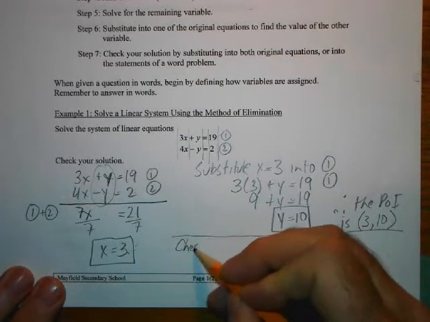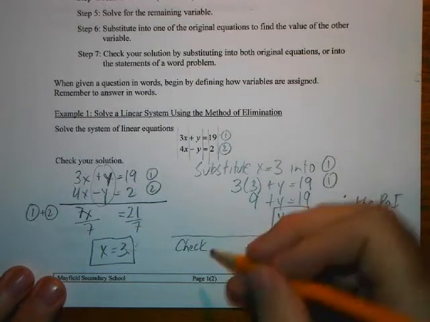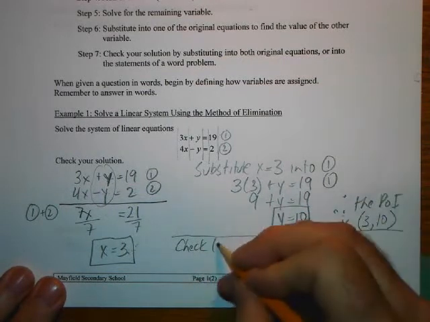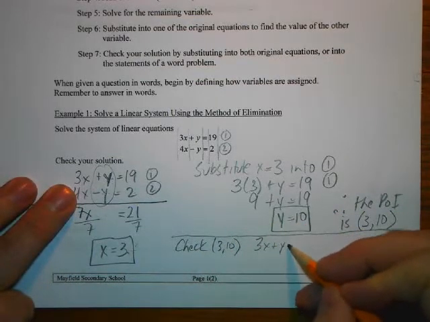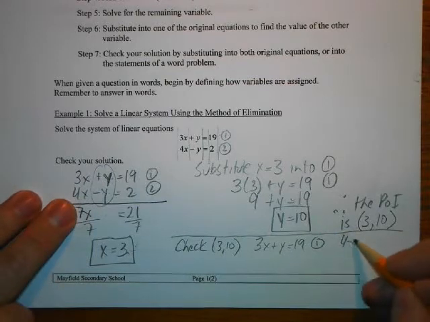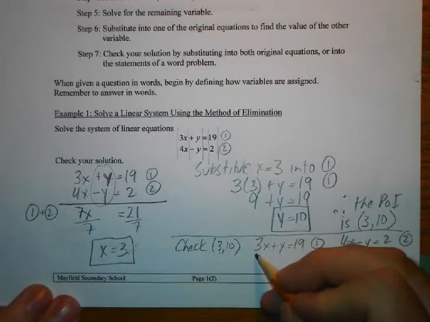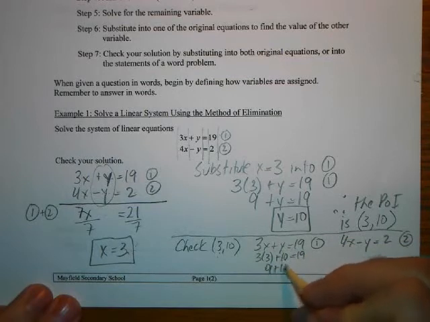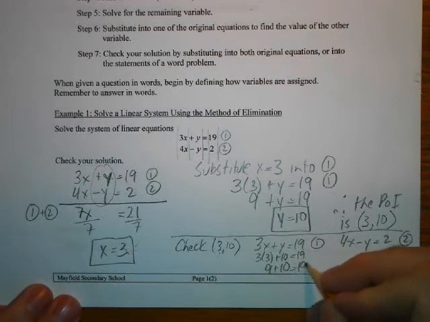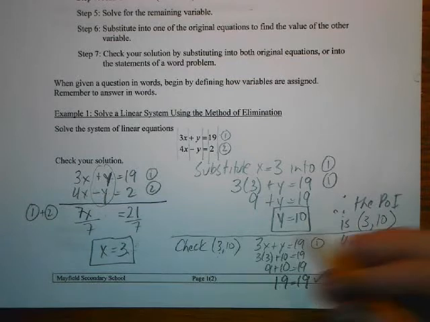So the check, again, make it very clear that below this line is the check, above it was where you were making your solving steps, okay? So we're going to check the point that we think it is, 3, 10, and I'm going to plug it into both equations. 3x plus y equals 19, and 4x minus y equals 2. So x is 3, y is 10. So that's 9 plus 10 is 19, and add them together, 19 equals 19. That is correct.